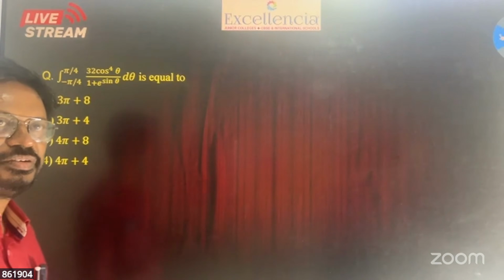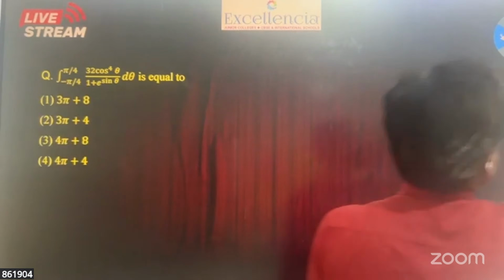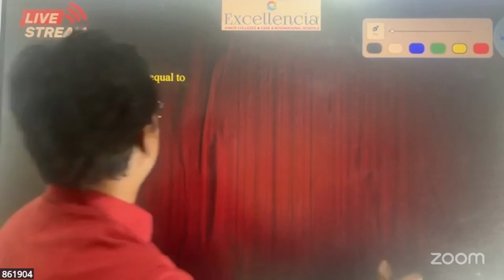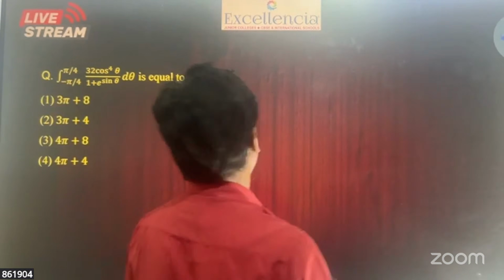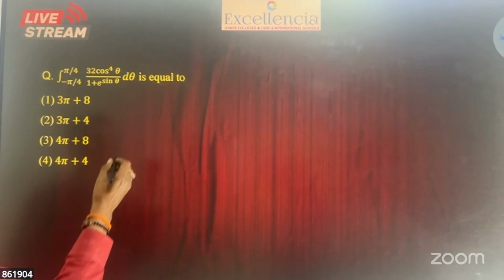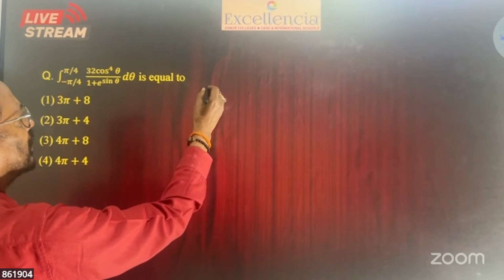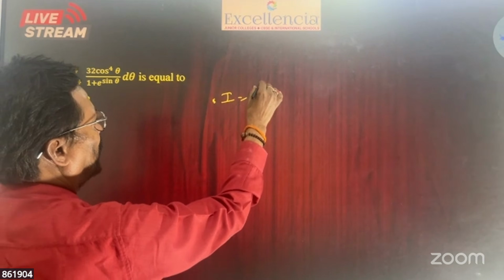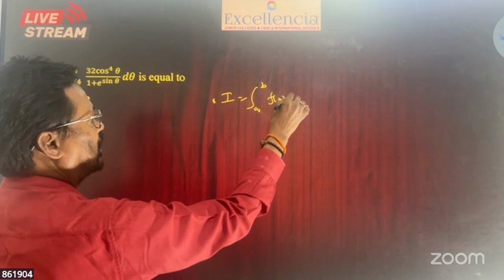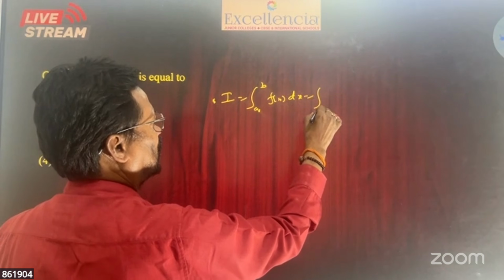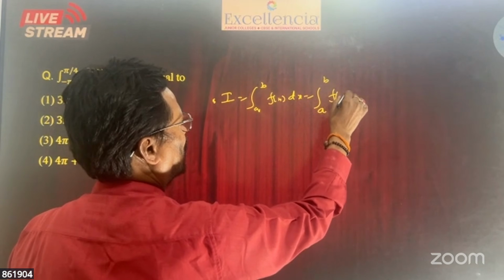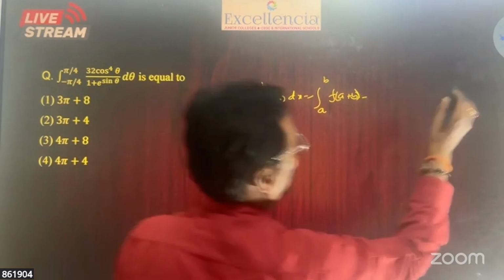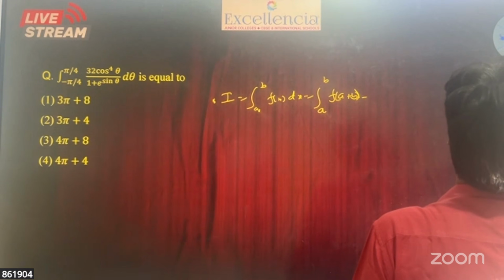Now, this is a definite integral problem. This type of question also appears many times. Let us use the property of the integral from a to b of f(x) dx. Now we know this is the first standard property: it equals the integral of f(a plus b minus x).